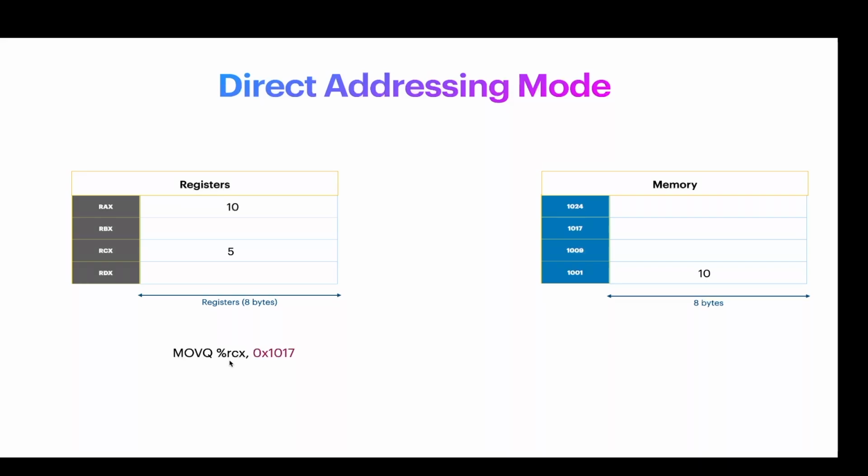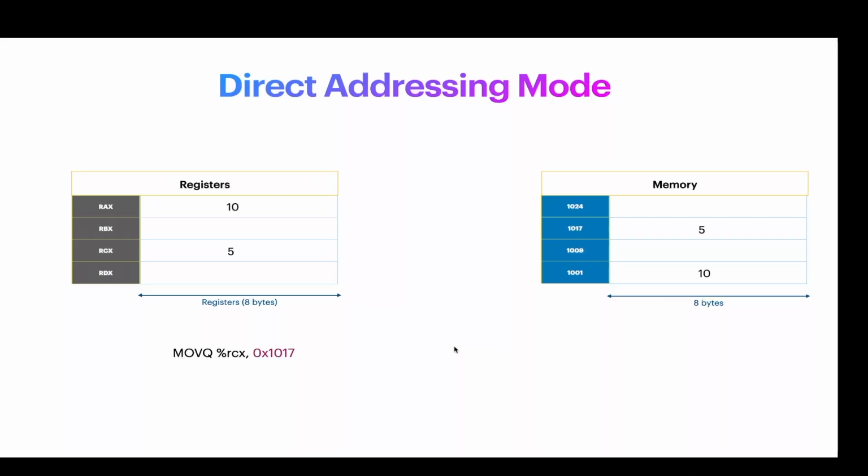In the previous example, we saw the memory address was part of the source operand, and in this instruction we see that the memory address is part of the target operand. So when we execute this instruction, the CPU picks whatever data is available in the RCX register, then goes to this memory address and stores the value. RCX already has value 5. Once we execute this instruction, the number 5 should be stored in this memory location 1017. And that's what happens when this instruction executes.